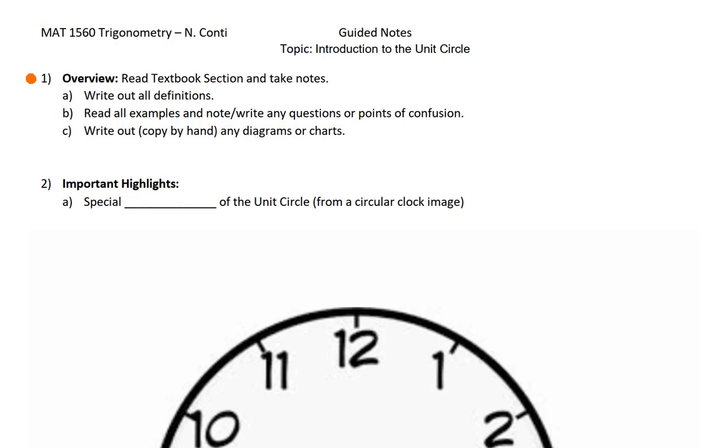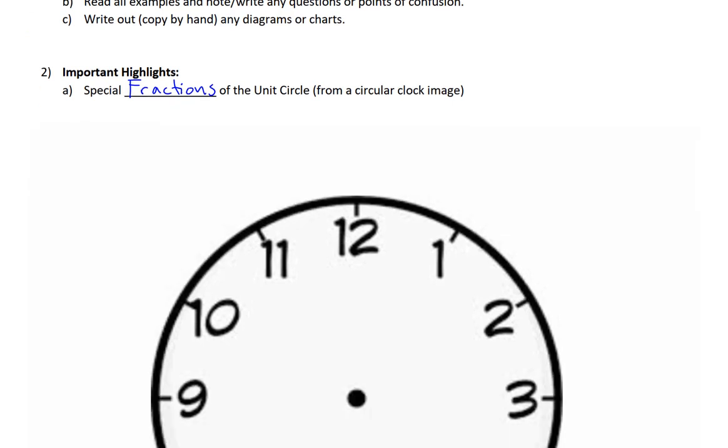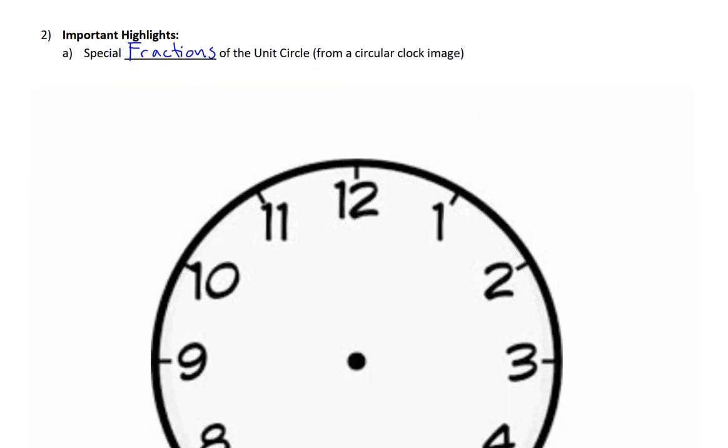Now, I want to begin with what I'm going to call special fractions of the unit circle. And these special fractions, though you may not see them called that in the textbook, are going to be the foundation for us using and understanding the unit circle.